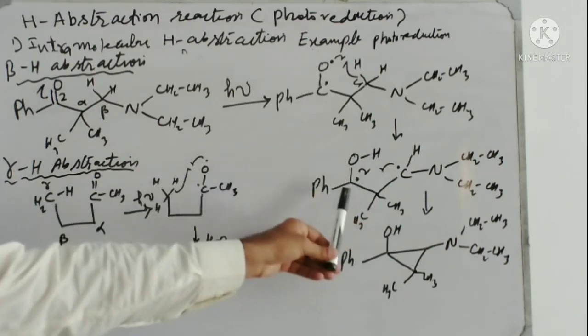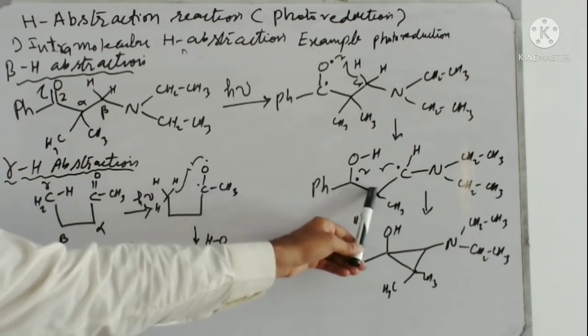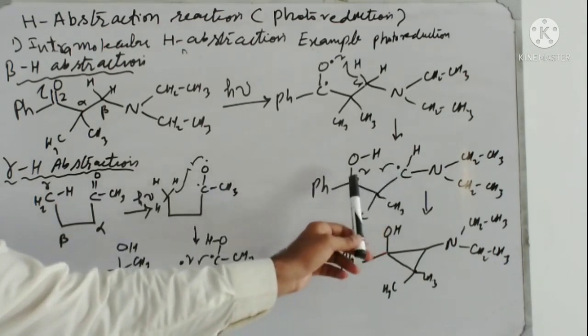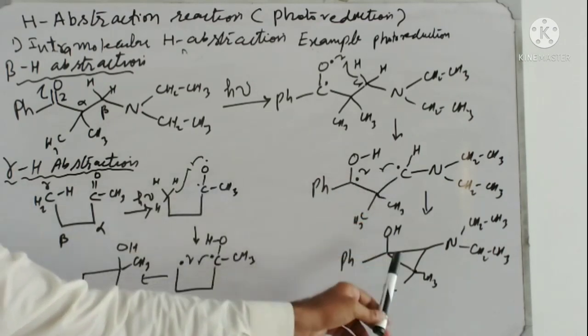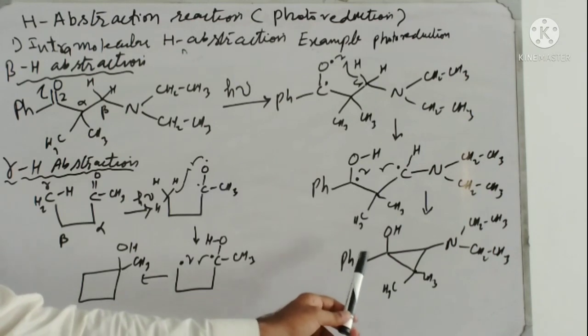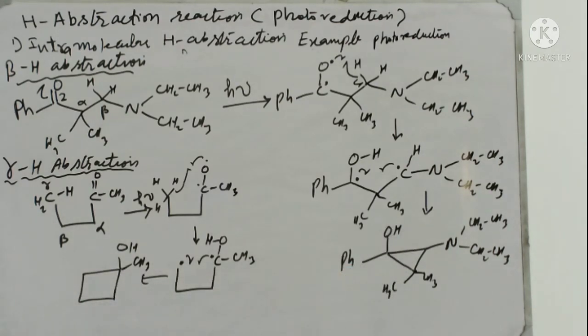Now, if you count here, 1, 2, 3, we have a 1,3-diradical. This 1,3-diradical recombines to form a bond and produce this cyclopropane-type derivative. So this is an example of intramolecular beta hydrogen abstraction.